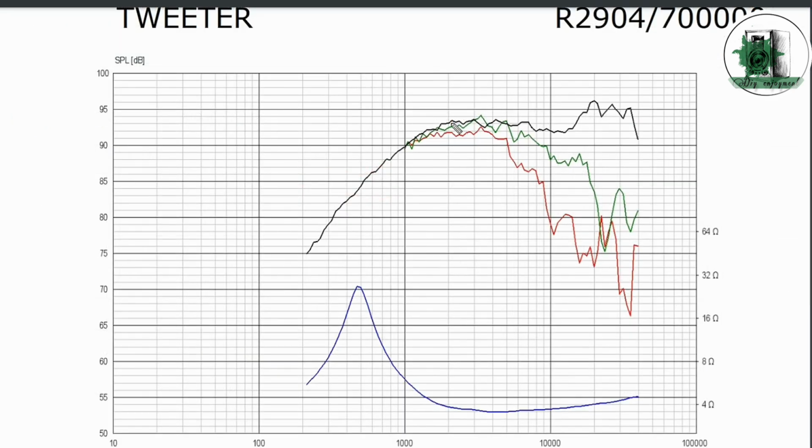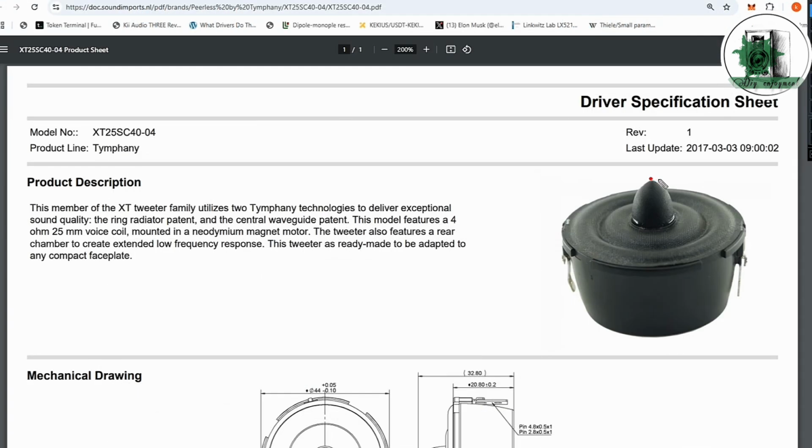The ring radiator shows greater reduction at this angle, resulting in a more controlled directivity pattern, especially above 10,000 Hz. This controlled directivity is achieved purely through its unique design, without the need for complex horns or any additional components. And an example for a convex ring radiator.